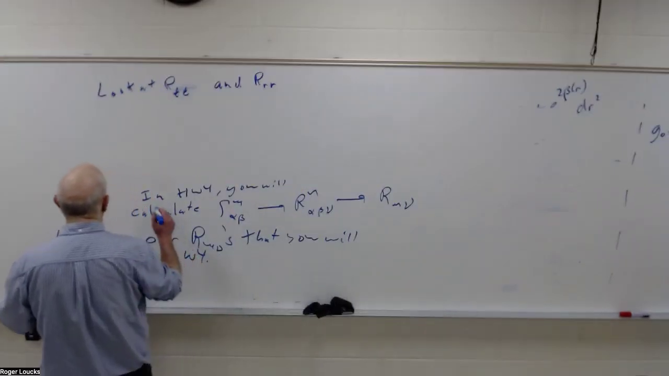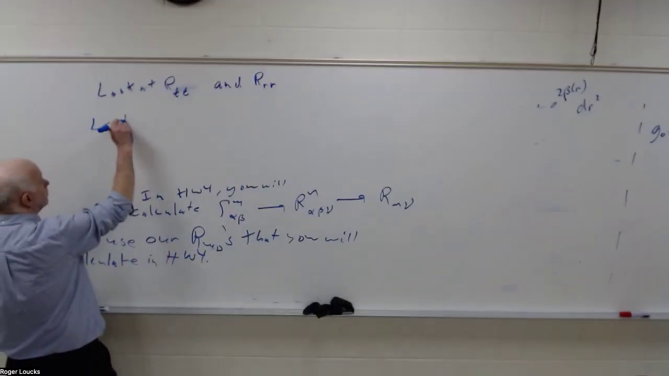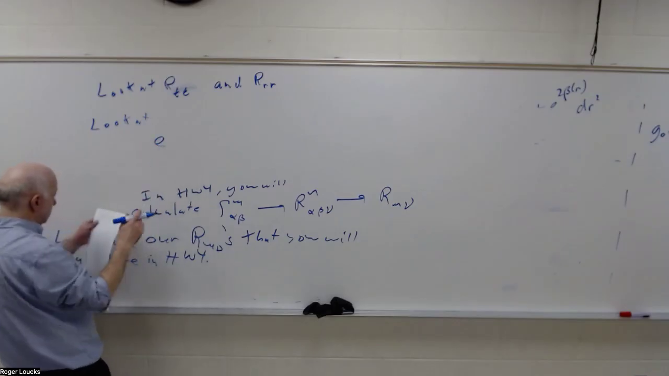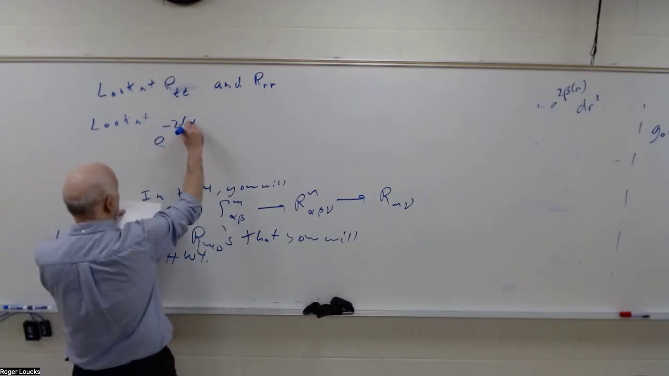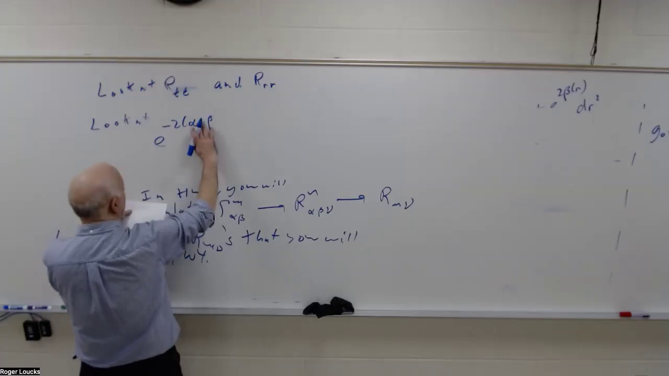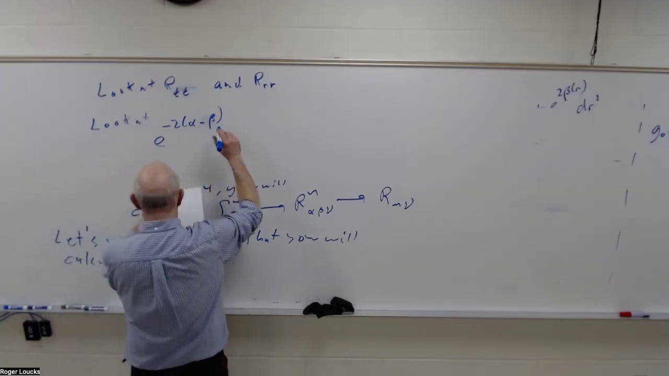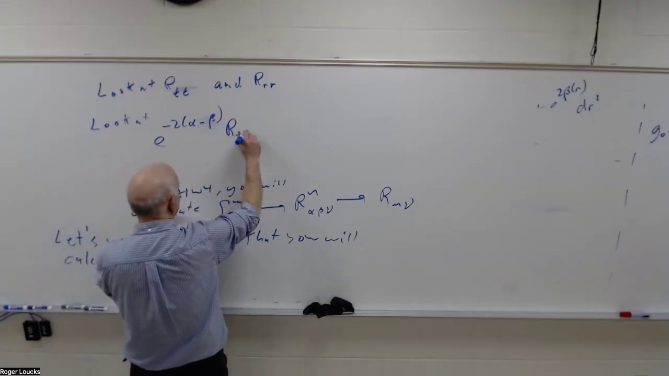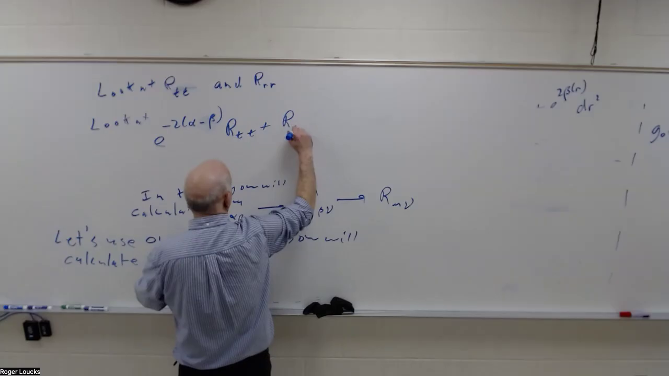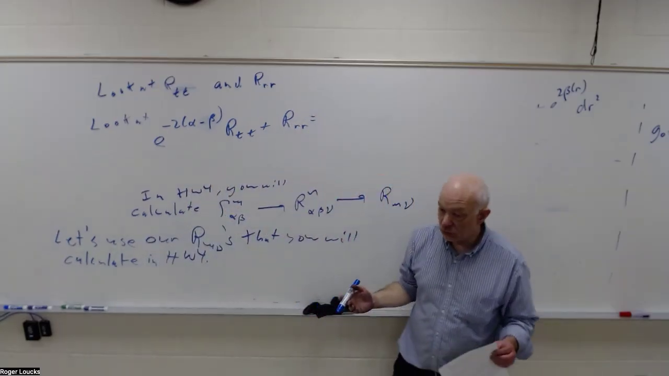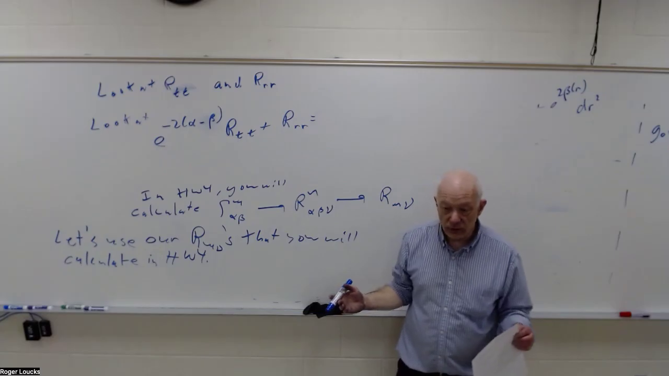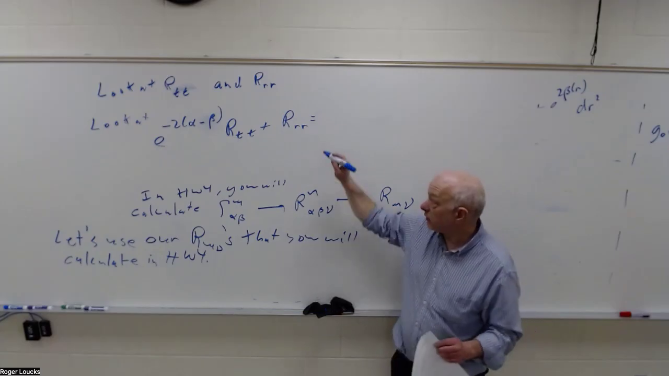Okay, so what we're going to do, I want to kill that exponential. So I'm going to multiply this by e to the minus 2 alpha minus beta, RTT. Then I'm going to add RRR. Now, what do these all have to equal? In the vacuum solution, what does the R mu nu have to equal? Zero. These are all equal to 0.